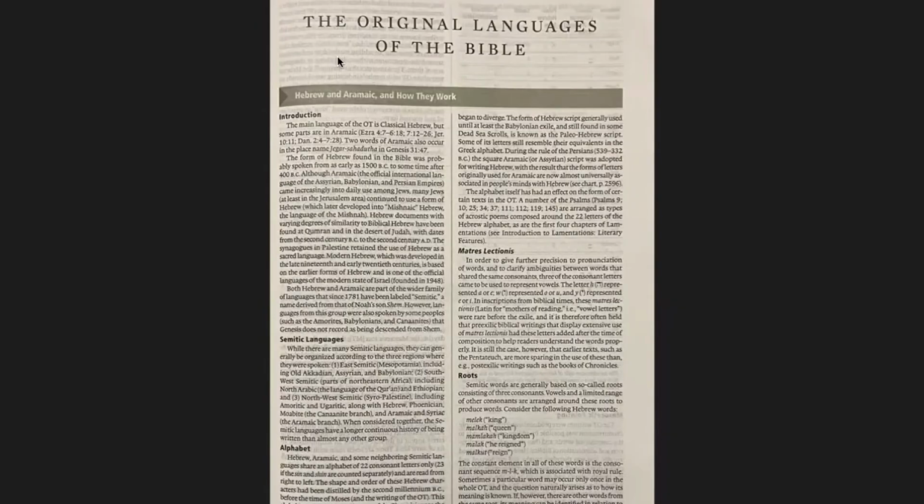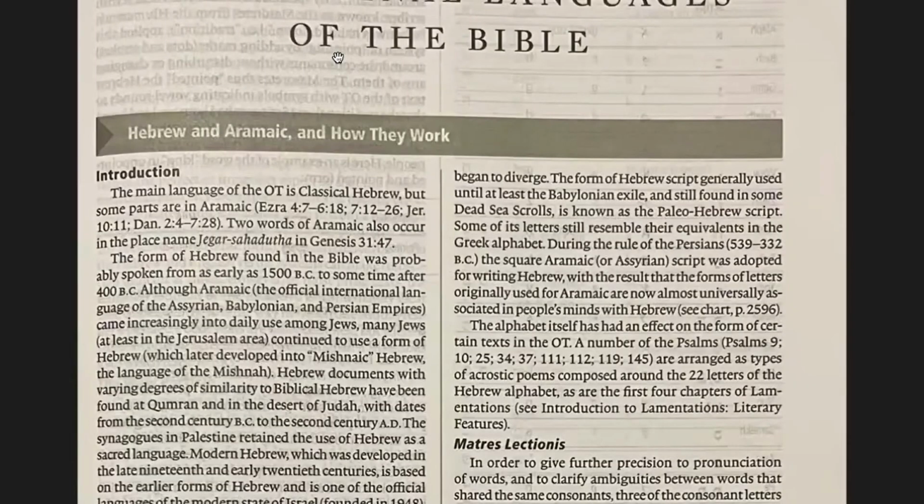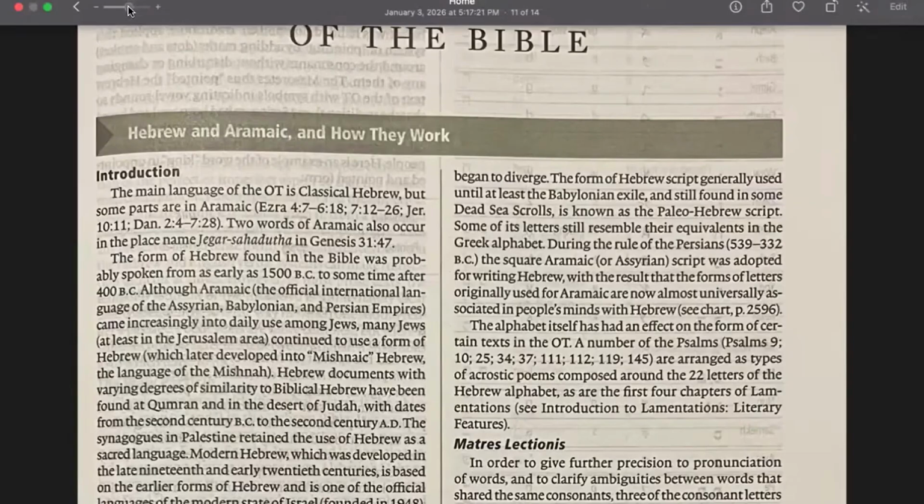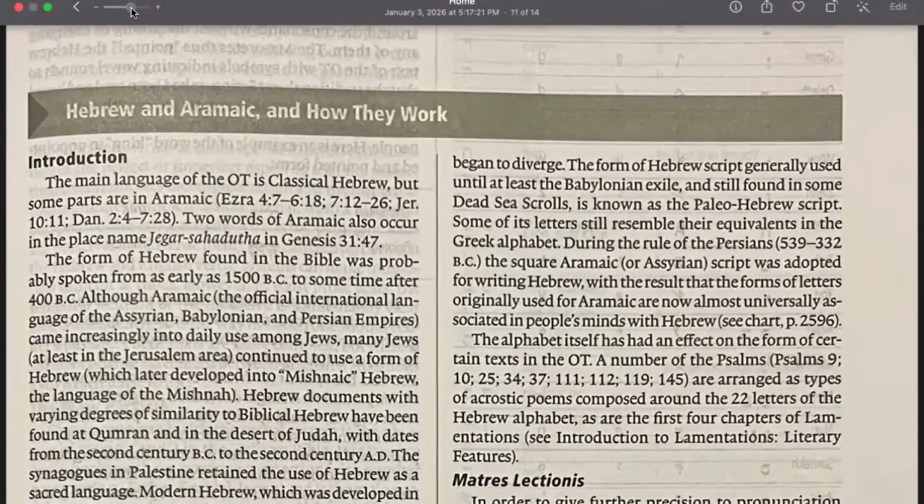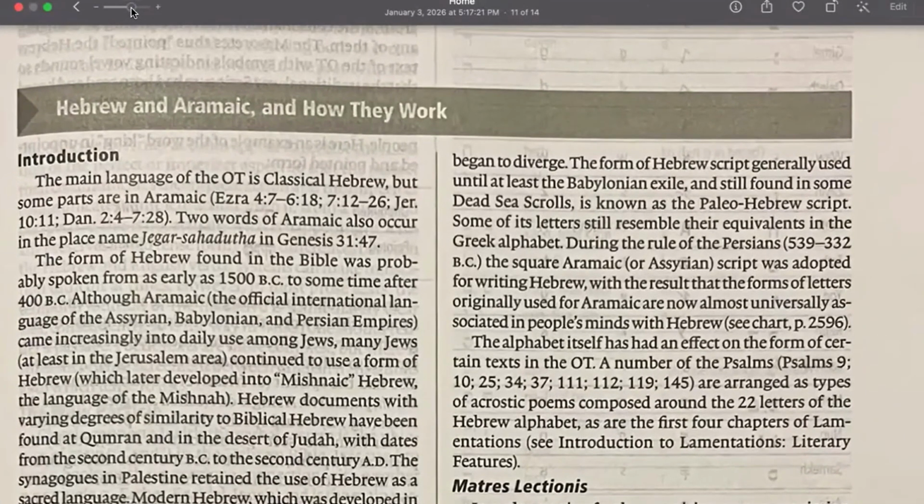But now we're getting to this article on the original languages of the Bible. The reason why I wanted to do this is because we were having a conversation about the original languages in Hebrew and why we have certain translations and why certain translation decisions have to be made. And so we'll see what they go through here. And then we'll have a conversation trying to correct a mistake that I made.